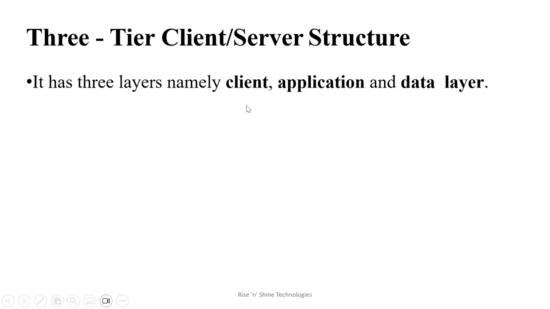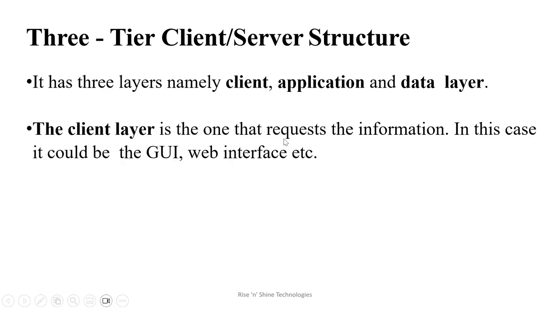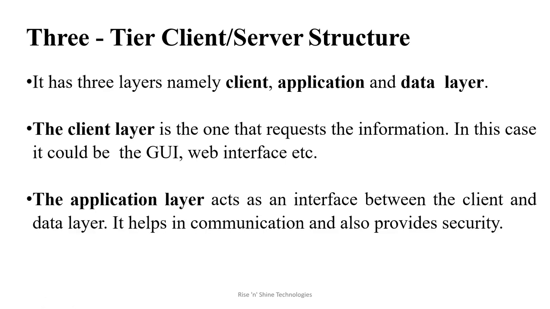Yeah, it has 3 layers, namely client, application, and data layer. The client layer is the one that requests the information. In this case, it could be the GUI or web interface. That is about our browser. But these days, if we observe the interfaces point of view, we have the mobile interface, mobile-based applications, or browser-based interaction, or device-based interactions.